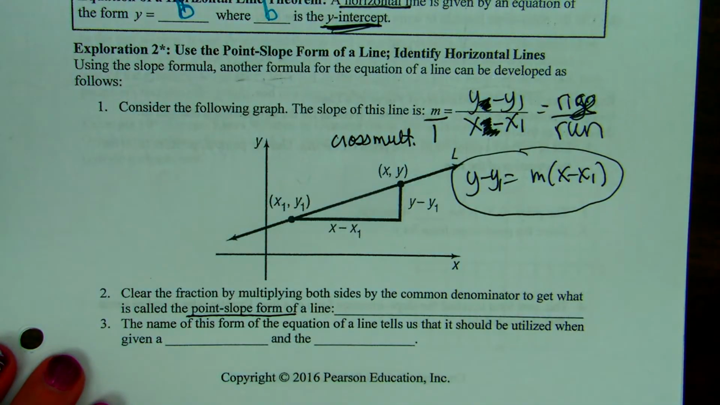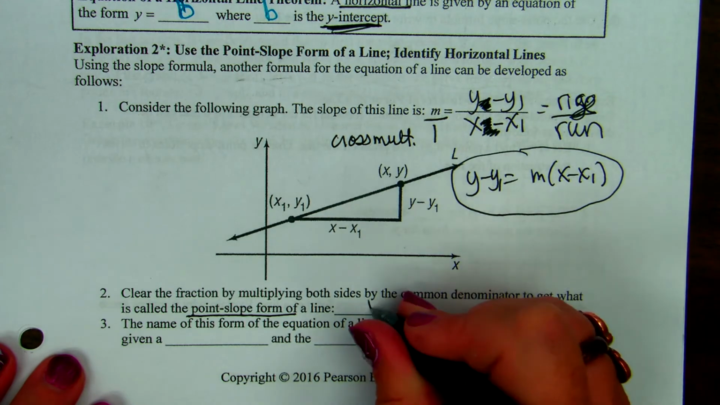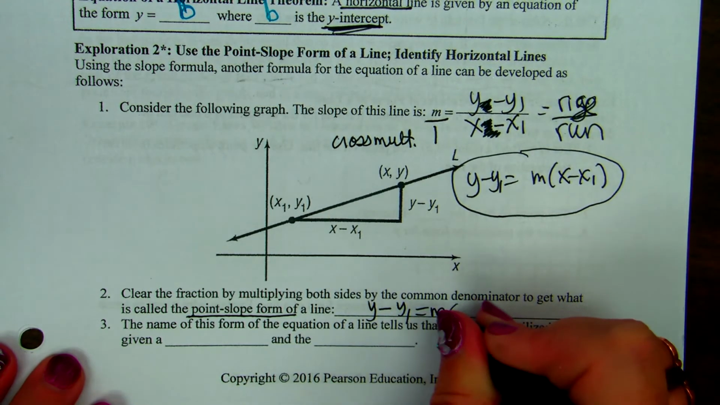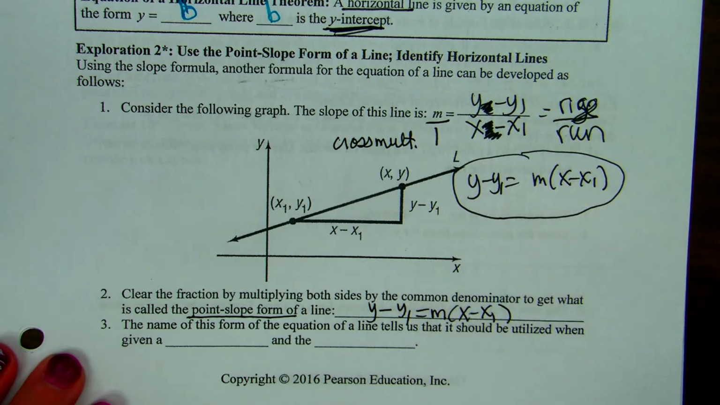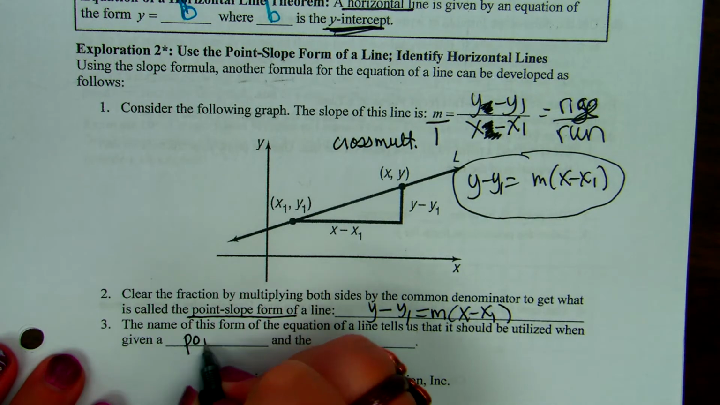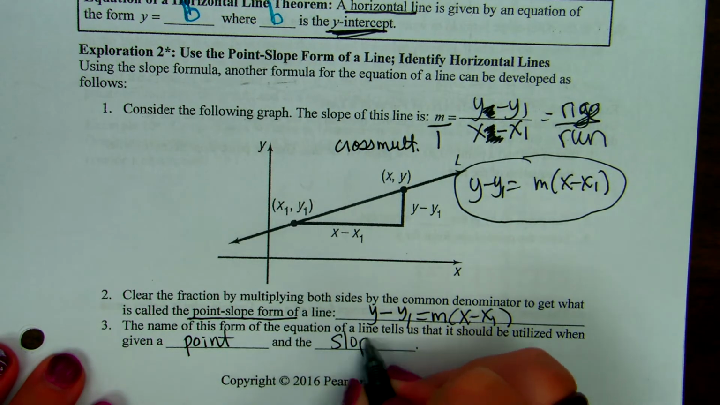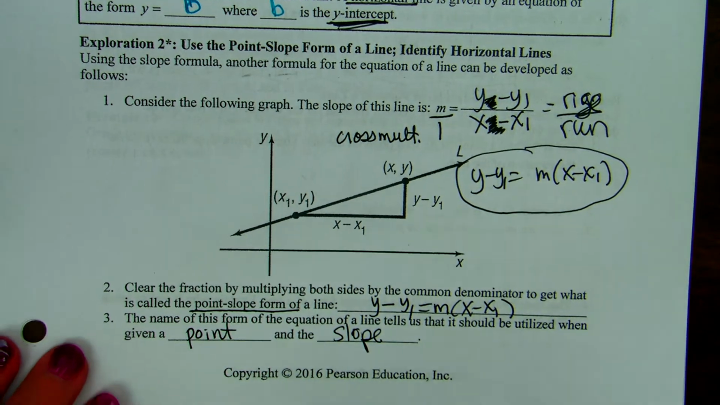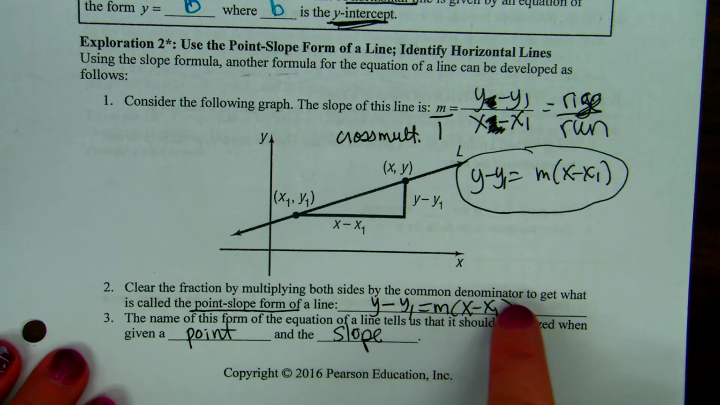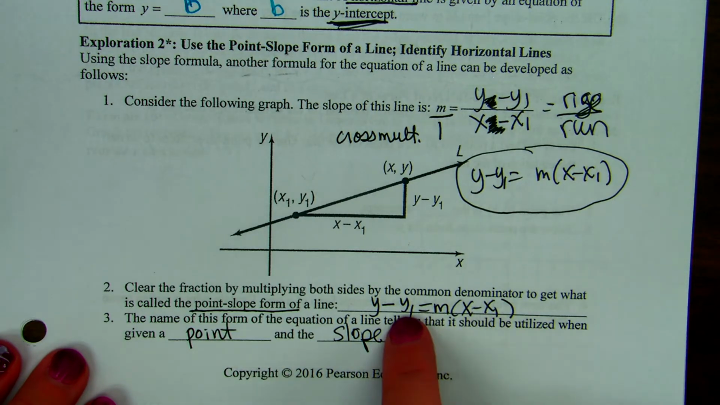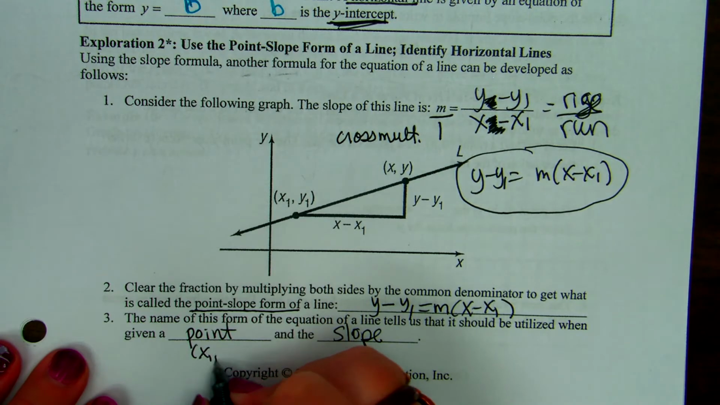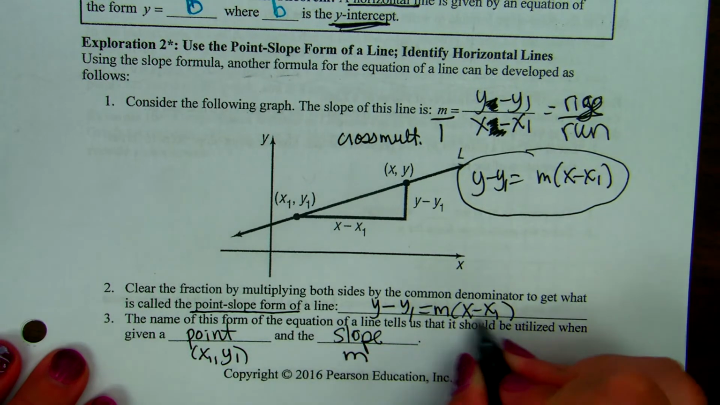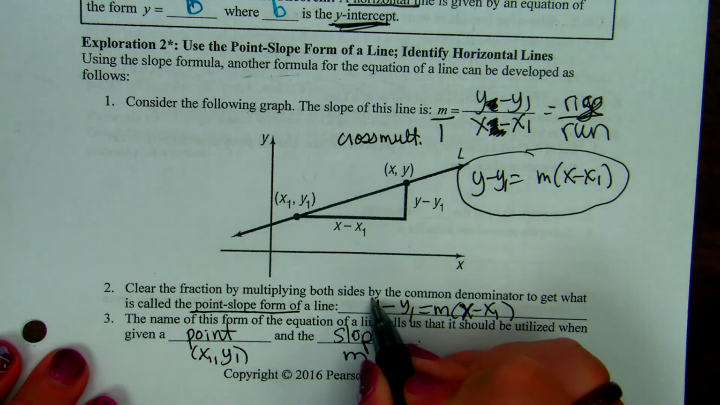The point slope form of the line says you multiply both sides by the common denominator. I cross multiplied. It's the same thing. You get y minus y1 equals m times x minus x1. That's from Math 1. The name of this equation tells it should be utilized when you're given a point and you're given the slope. Point slope form. When they give you a point, x1, y1, and the slope m, then you substitute in and you'll have an x and a y in your equation.